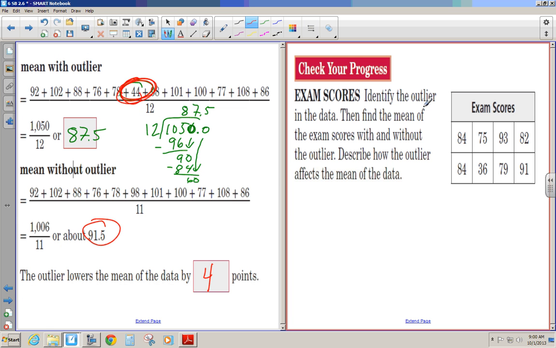All right. So identify the outlier of this data, then find the mean of the exams. We're doing the exact same thing over again. So you should pause the video, try this on your own, and then unpause it when you're ready to see.